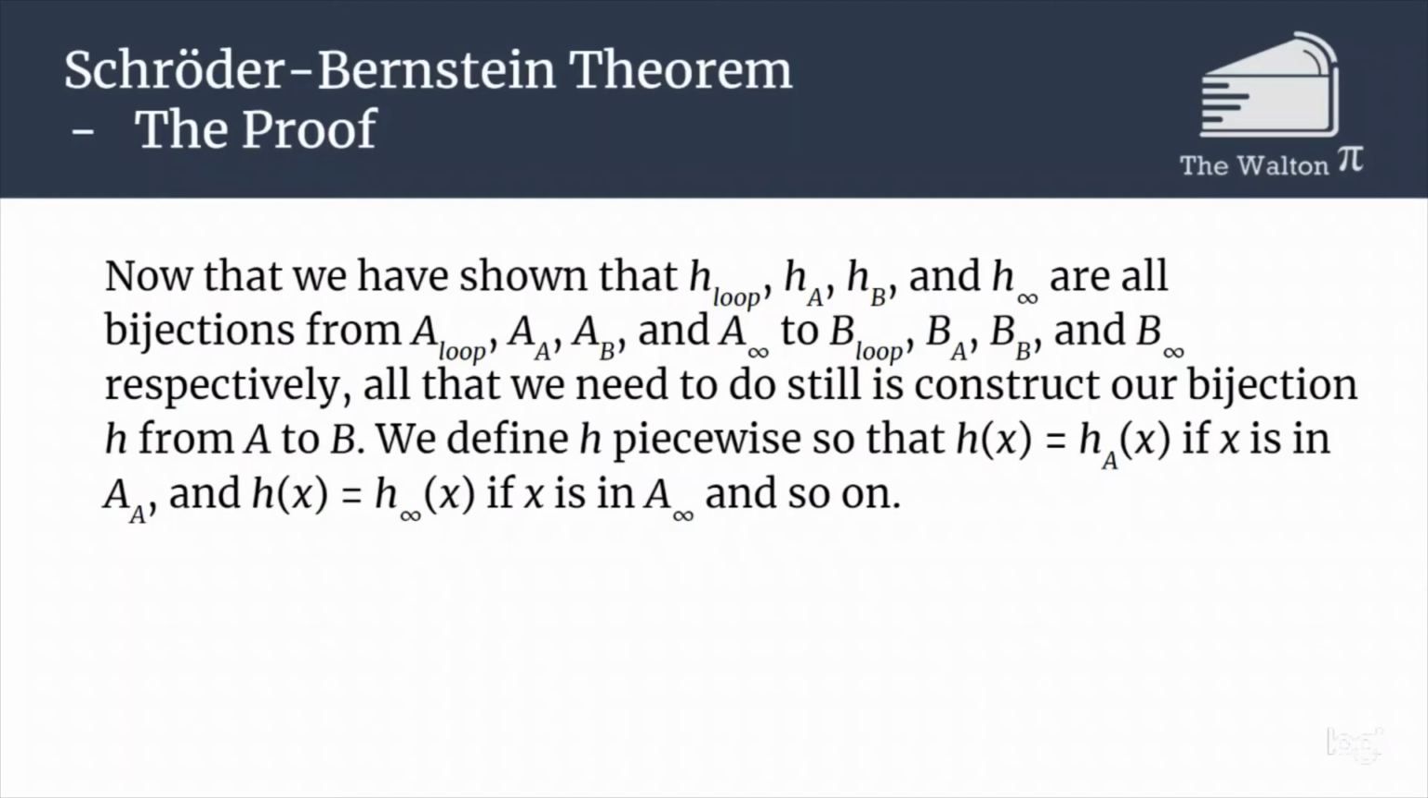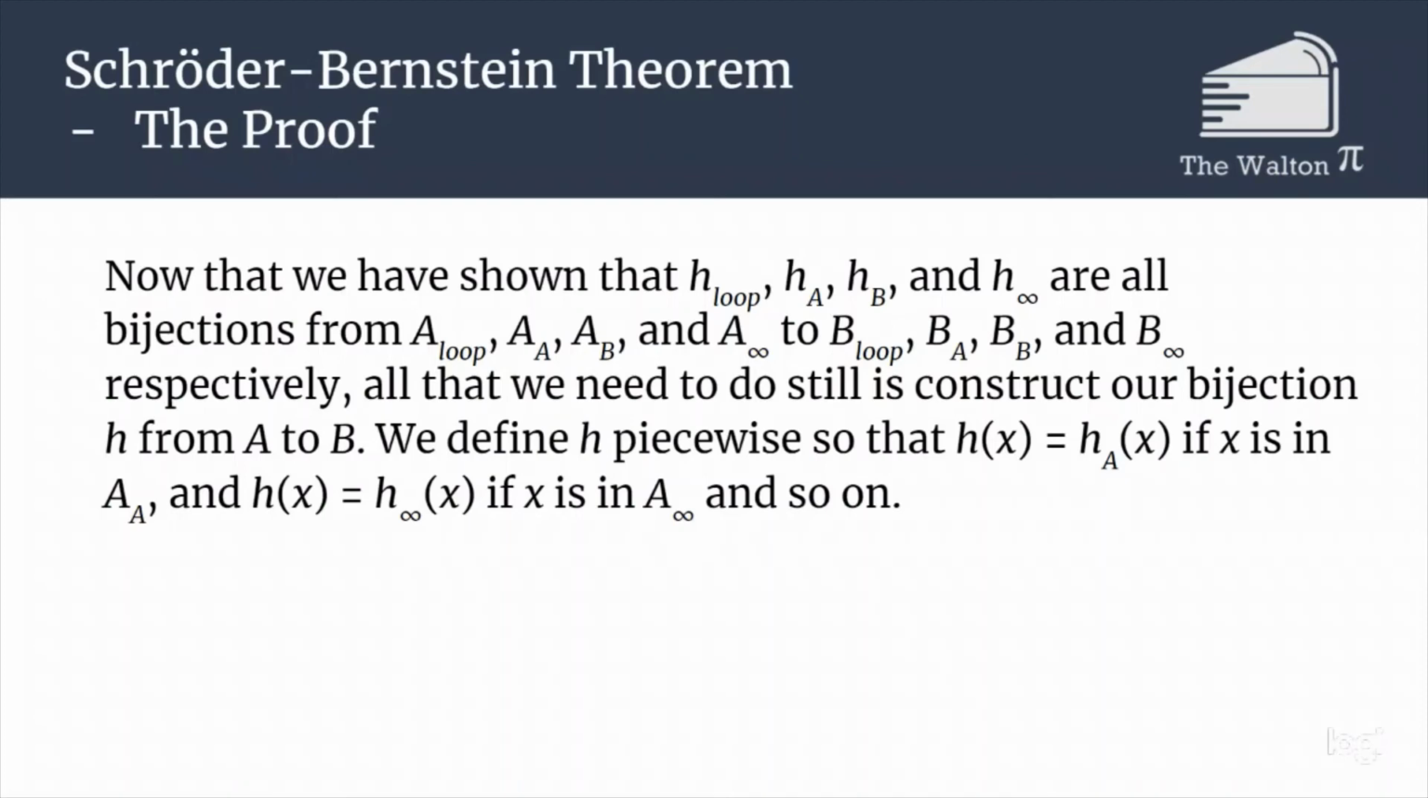Now that we've shown that each of those h functions were bijections, what we now need to do is construct our overall bijection h out of our h sub infinity, our h sub A, and so on. We're going to define h piecewise so that h of x is equal to h sub A of x if x is in A sub A, h of x is equal to h sub B of x if x is in A sub B, and so on.